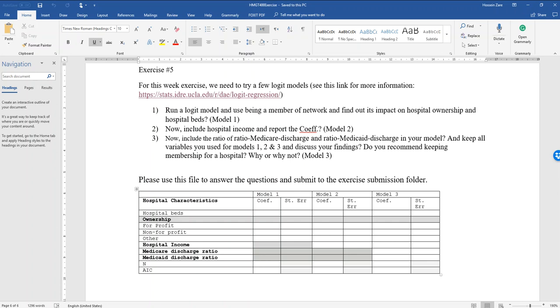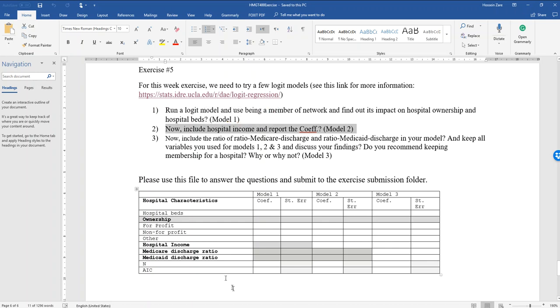The first question is to run a Logit model with being a member of a network as the dependent variable and find out its impact on hospital ownership and hospital bed. This is the first model. The second model is to now include the income and report the coefficient. For the third question, include the ratio of Medicare and Medicaid and see the impact, and finally give us some policy recommendations for these models after running them.